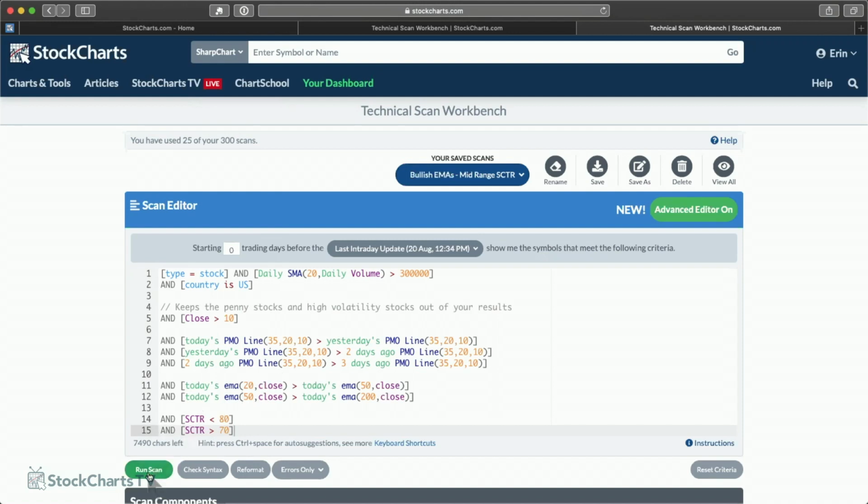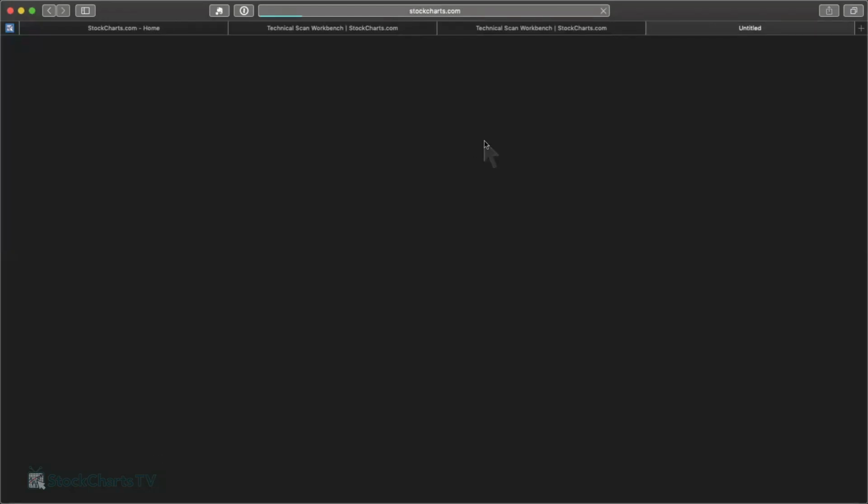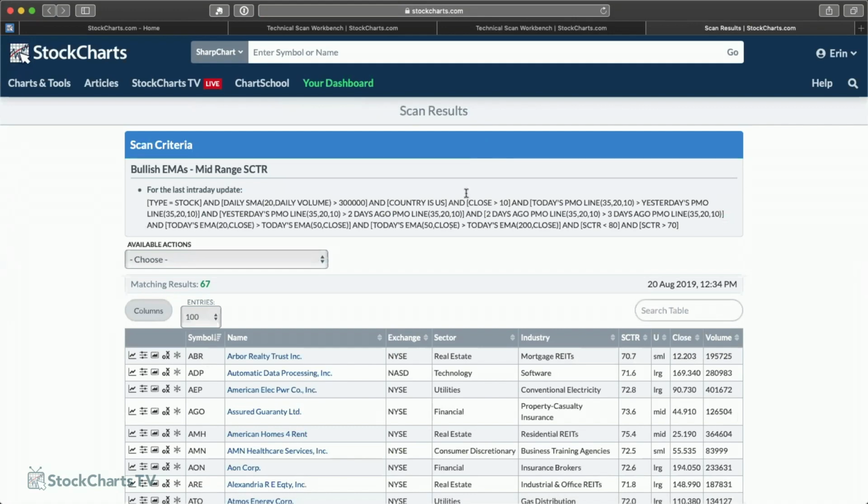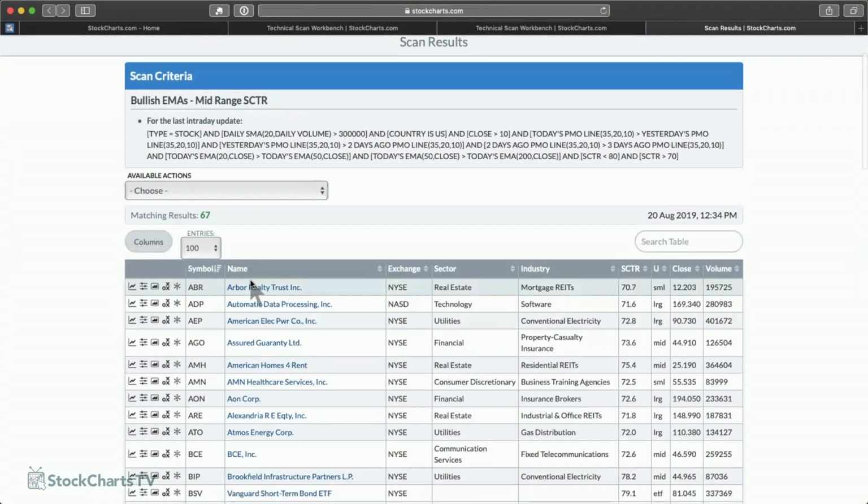So I'm going to run this scan, and this is looking at a giant universe. I want US stocks that have a 20-day simple moving average of their daily volume of 300,000. So we're talking about a lot of stocks to get some results for. So I'm going to run the scan. And we had 67 results.